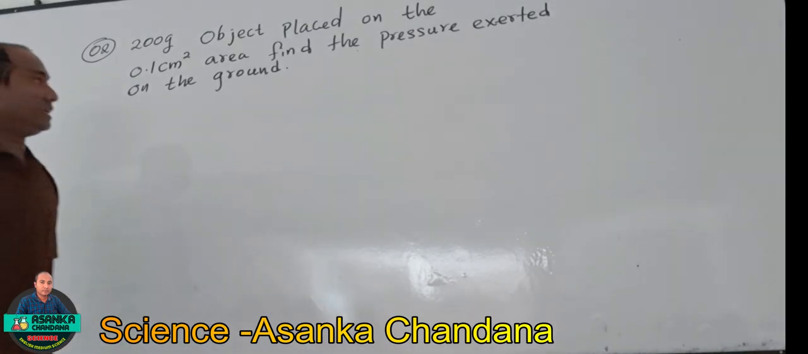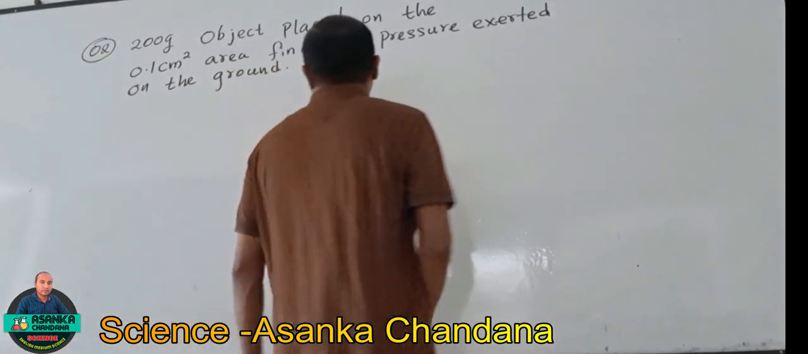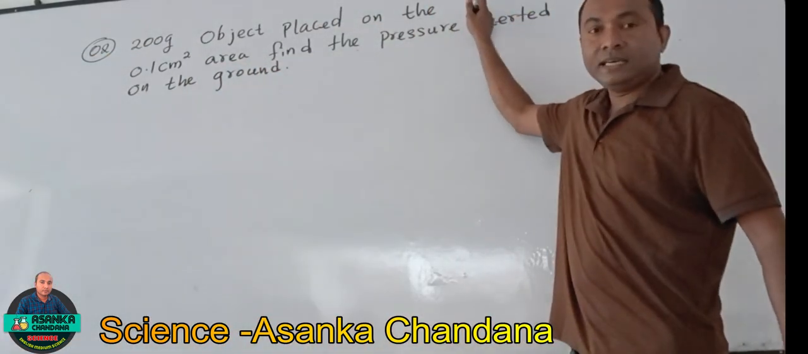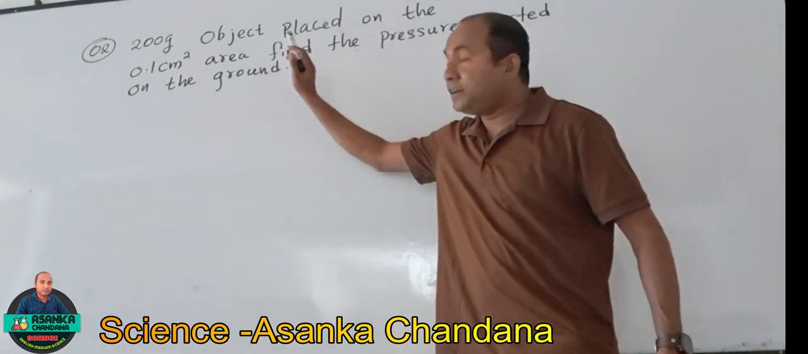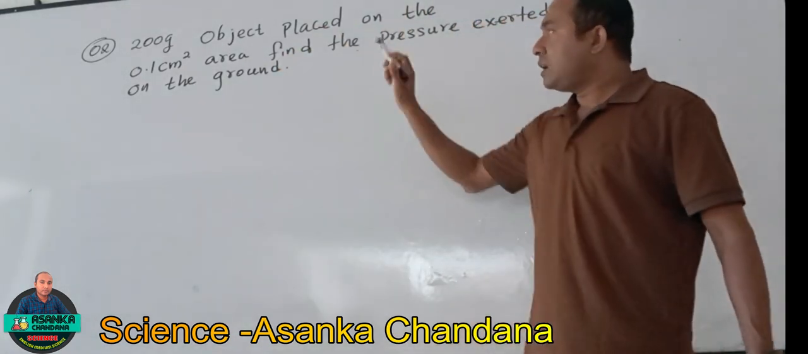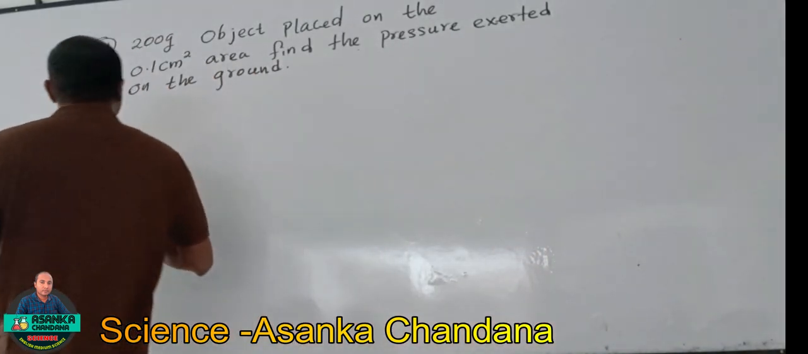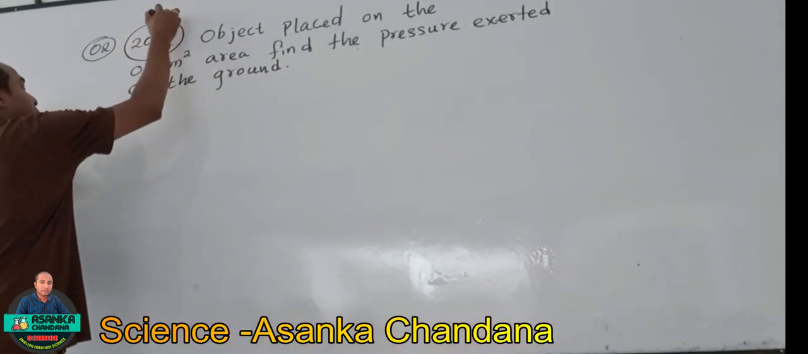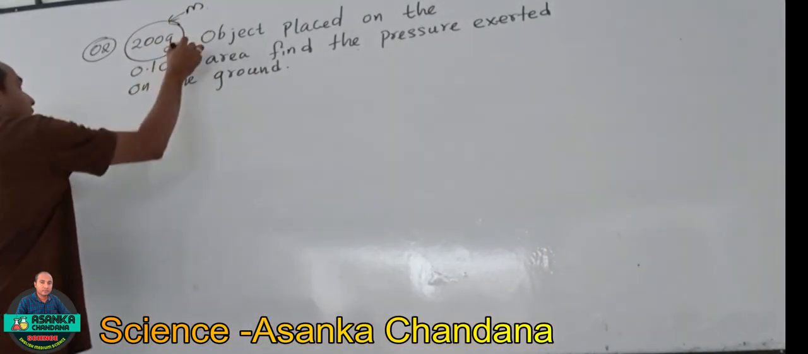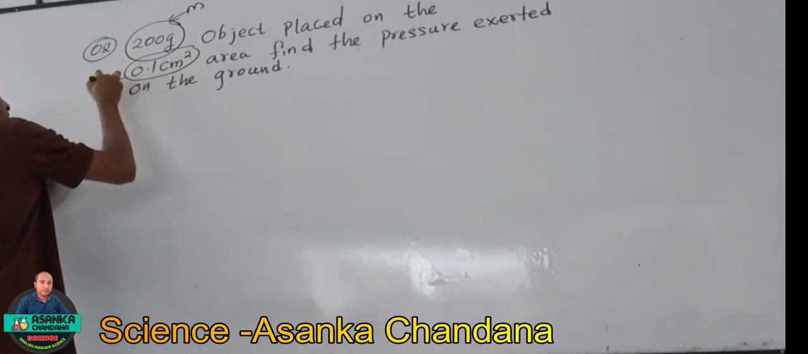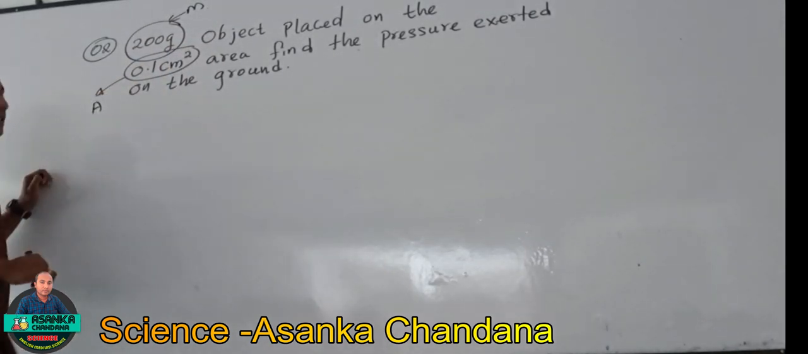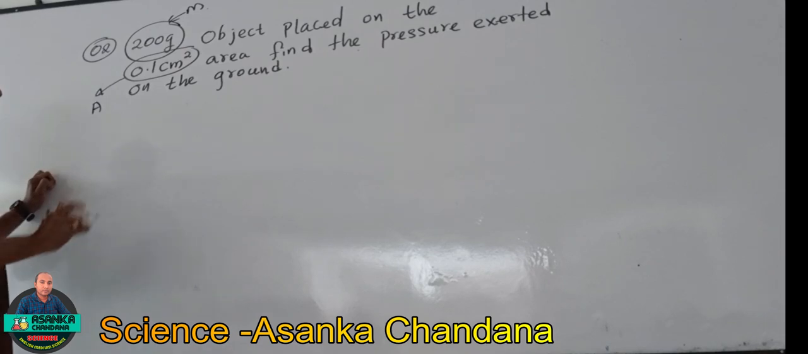A 200 gram object is placed on a 0.1 square centimeter area. Find the pressure exerted on the ground. Right, here we have the mass, and here we have the area. What is the special thing?